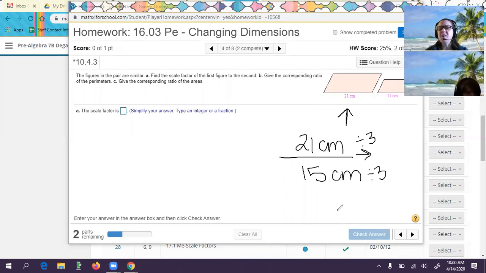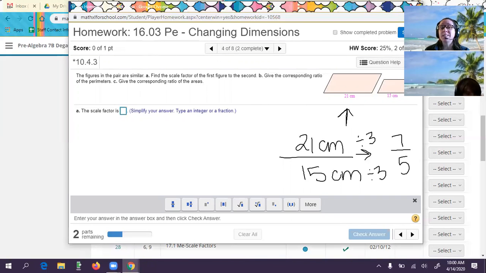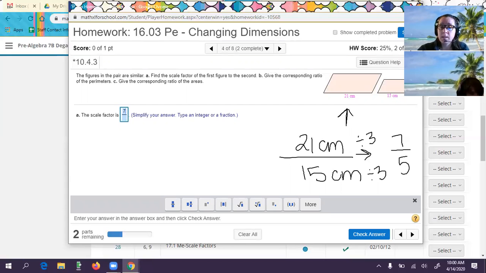Okay, and if you're ever not sure, just test it, or you can go to our friend Desmos and give it a try and just type it in and it'll simplify it for you. So 7 over 5. That's our scale factor. That's how the sides compare. 7 over 5. Check, answer.